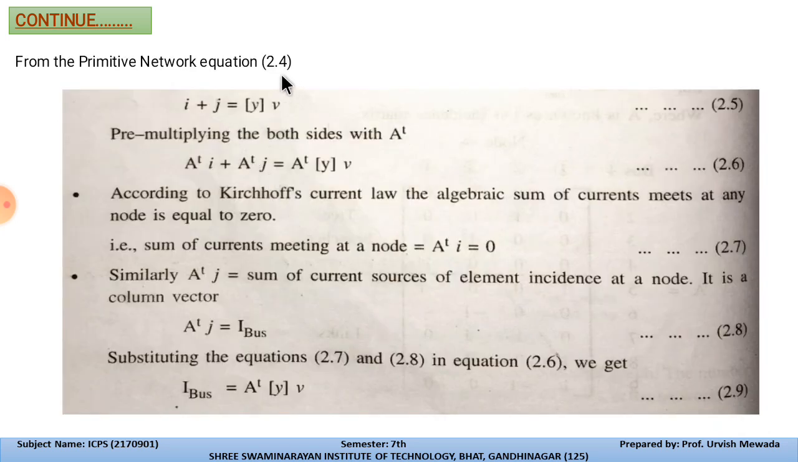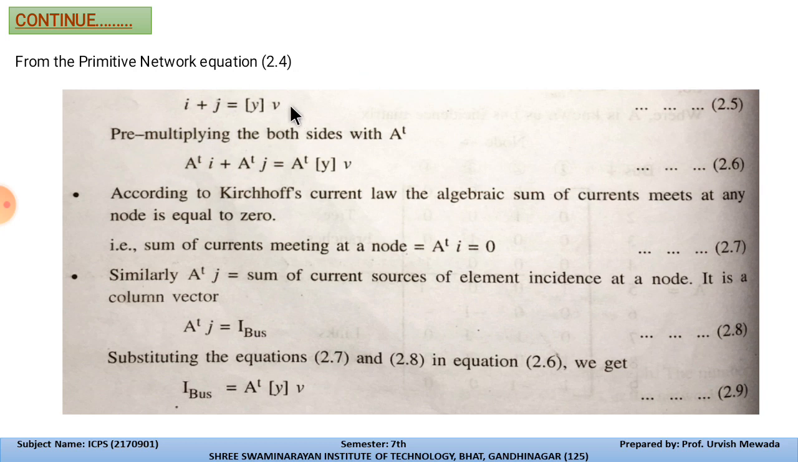Now from the primitive network equation, we derived I plus j is equal to y into v. Y is basically the reciprocal of z, so z is equal to v upon I, and y is equal to I upon v. Here I plus j is the addition of the currents, and v is the complex variable present in the network. So I plus j is equal to y into v. You can refer to the primitive network theory for this equation.